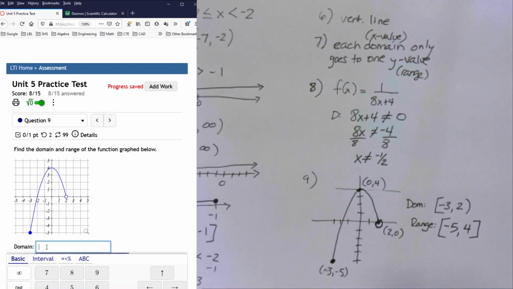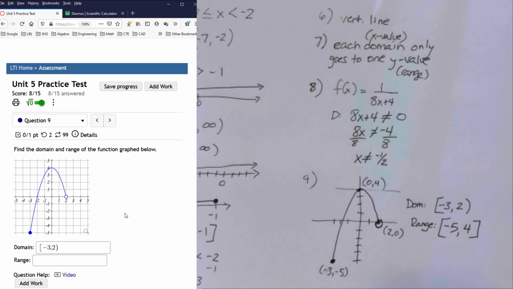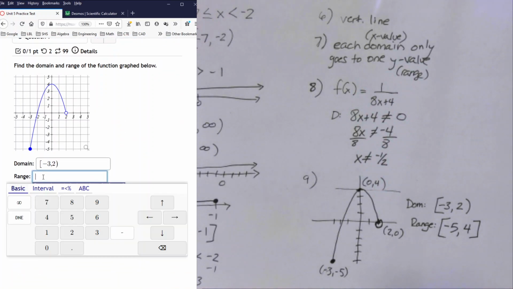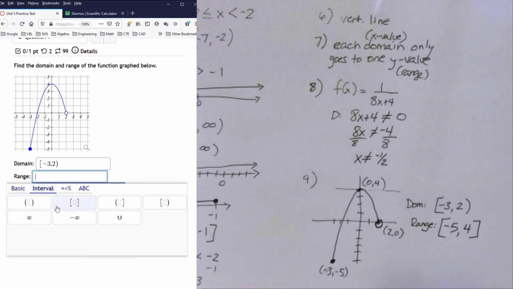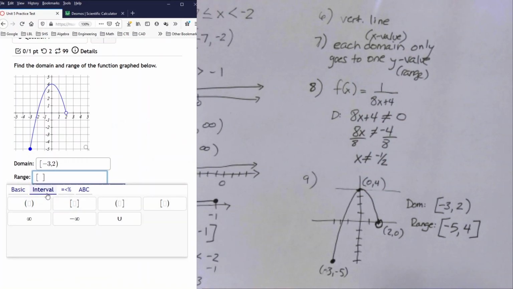So my domain is from -3 to 2, a round bracket. And that should be a square bracket. Yep, -3 to 2. There we go. Okay, and then the range here, I'll use the interval notation here, square brackets. It's going from -5 to 4.